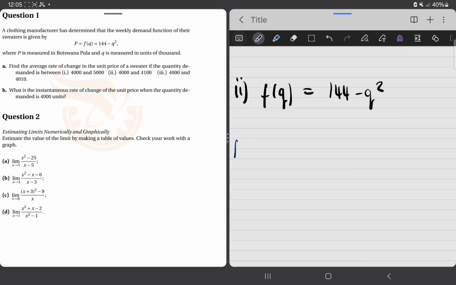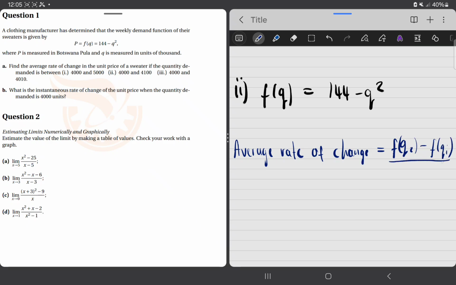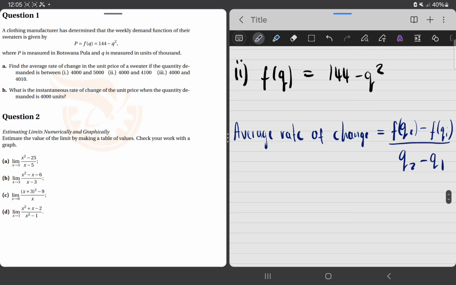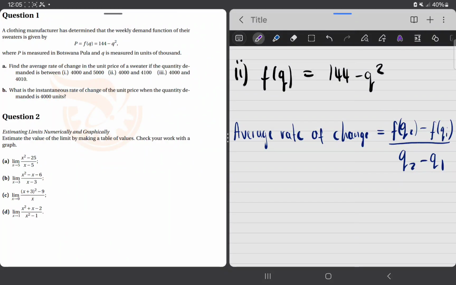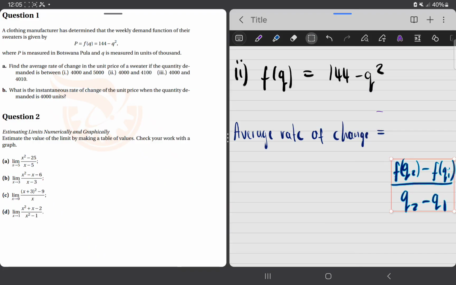Now remember, the average rate of change is going to be equal to f of q2 minus f of q1 all over q2 minus q1. This is going to be very important, right? Because it is the change in y over change in x, you can put that it is change in y over change in x, which leads to this. That is up to you if you want to do that.